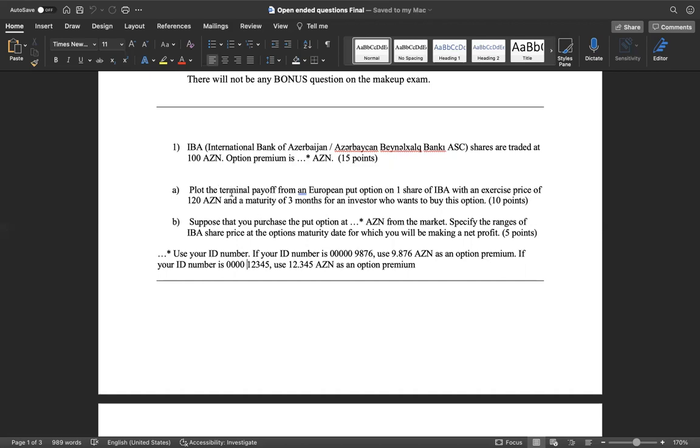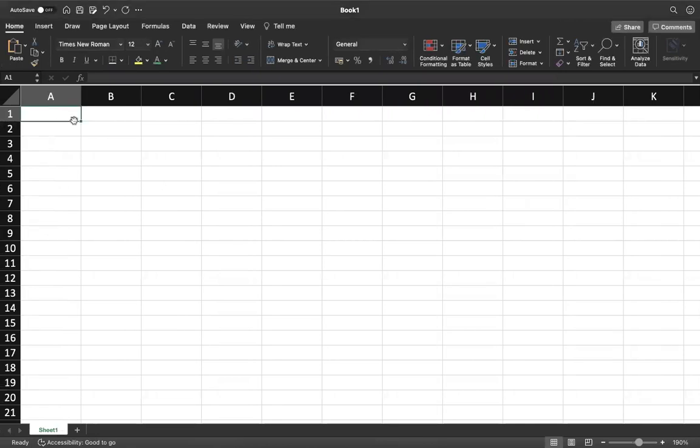The question is asking, in part A, plot the terminal payoff from a European put option on one share of IBA with an exercise price of 120 AZN and a maturity of 3 months for an investor who wants to buy this option. This is typically the graph of buying a put option. I will use my ID number for all these questions.